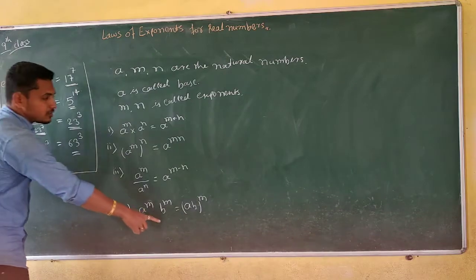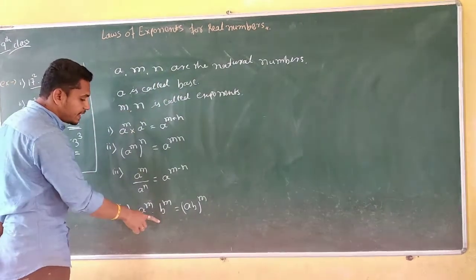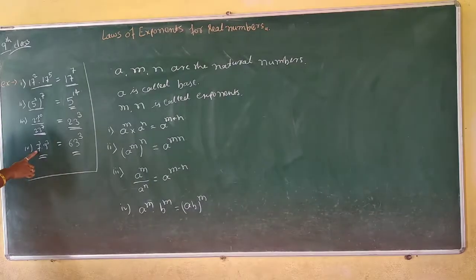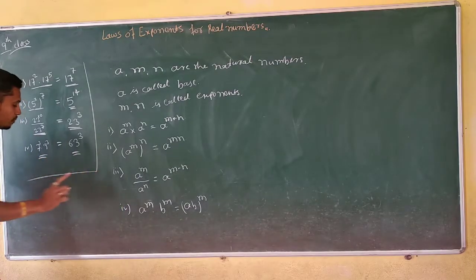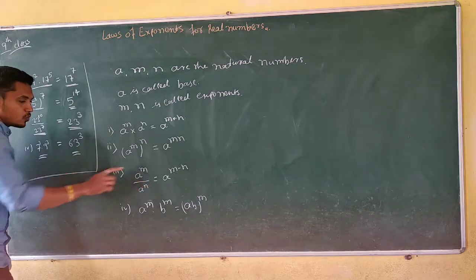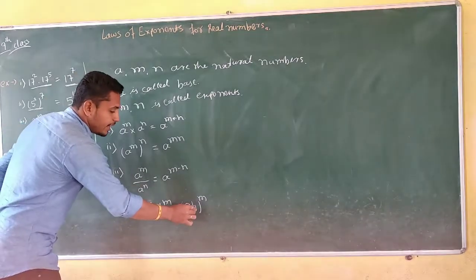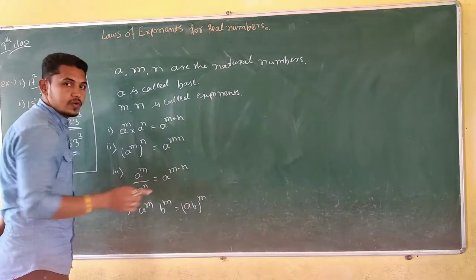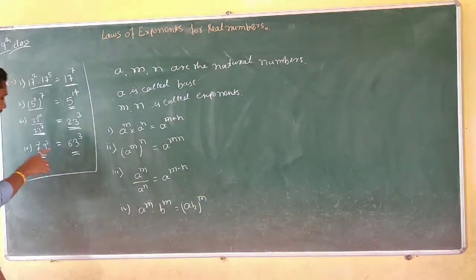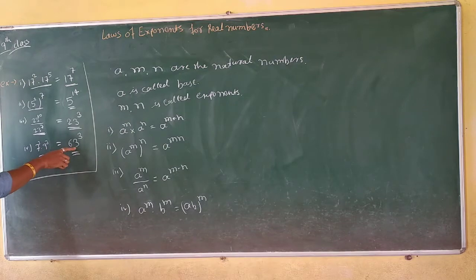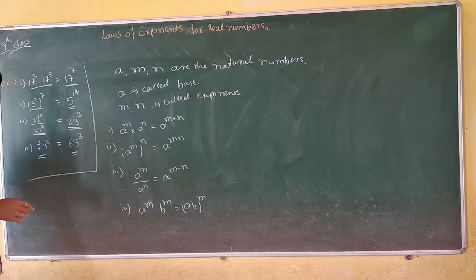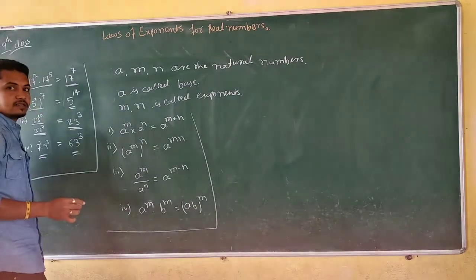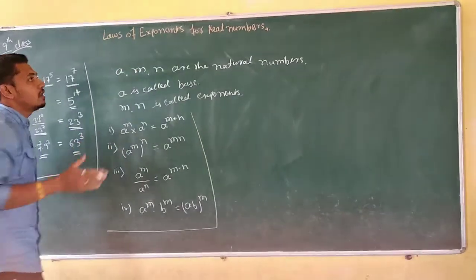Is it right? B is also a natural number. Okay, consider b is also a natural number. So 7 is equal to a, 9 is equal to b, and 3 is equal to m. So that's why a into b is a into b whole raised to m. See here, 63 raised to 3. Is it right? So these are the 4 identities depending on the laws of exponents.